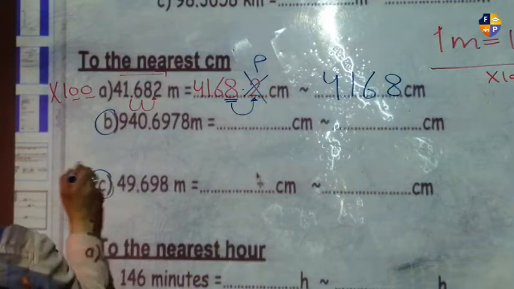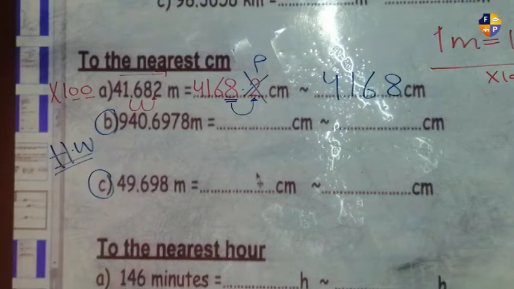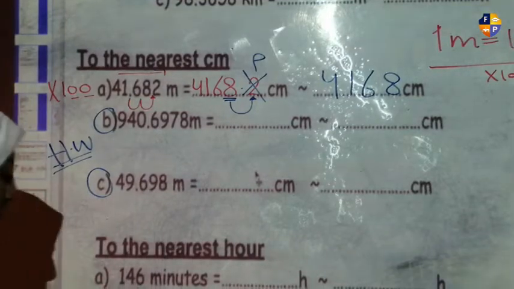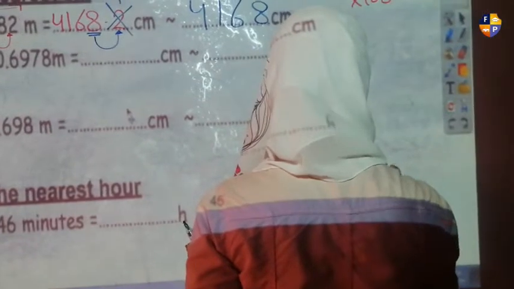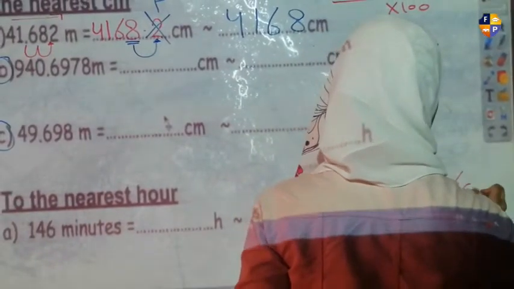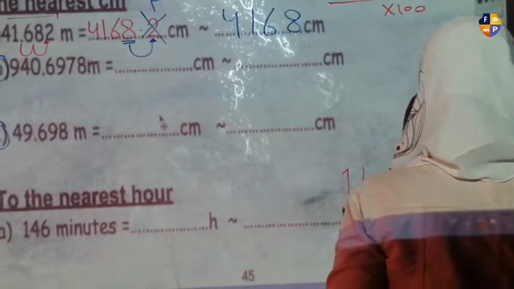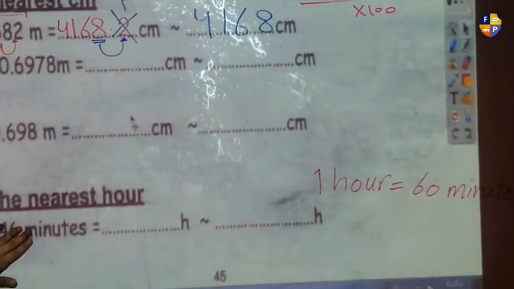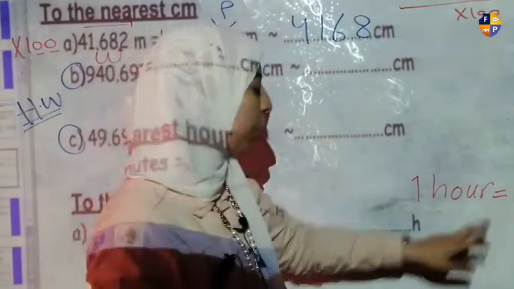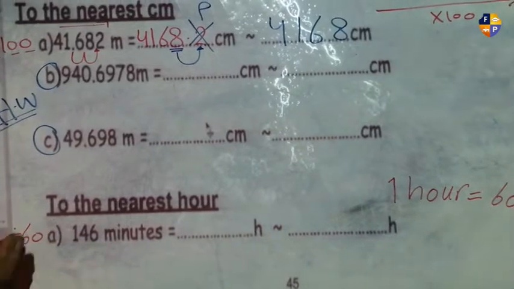B, C are homework. And now I will approximate to the nearest hour. But remember with me, 1 hour equals 60 minutes. And I will convert from the smaller unit to the bigger unit. So I will divide by 60.